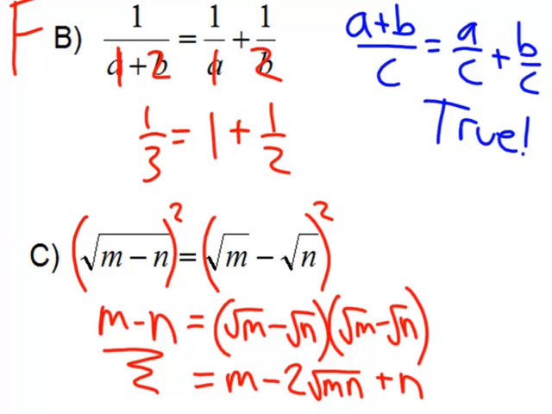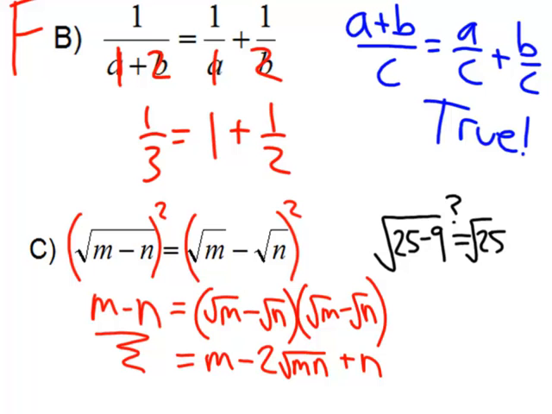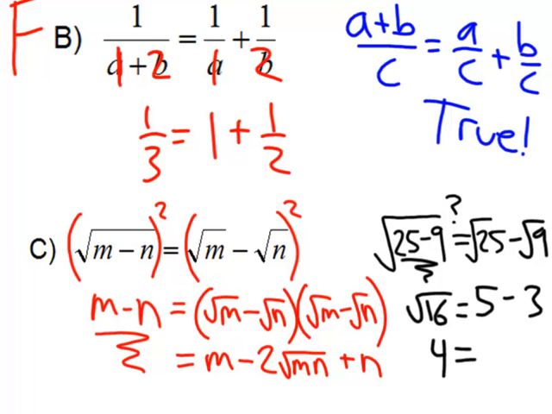Let's say root m minus n, let's say that's the square root of 25 minus 9. And we want to ask ourselves, is that really equal to the square root of 25 minus the square root of 9? Well, 25 minus 9 is 16. And the square root of 25 is 5, the square root of 9 is 3, the square root of 16 is 4. Does 4 equal 5 minus 3, which is just 2? No, of course it doesn't. We see that that is false.